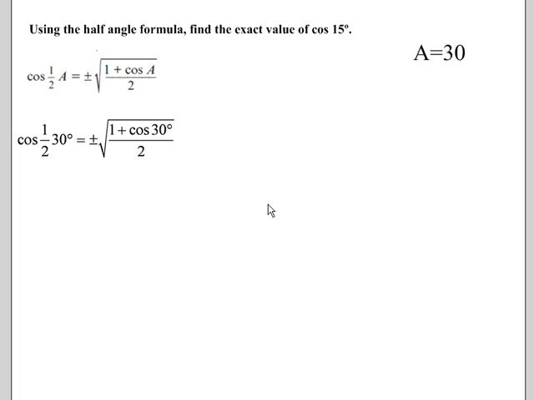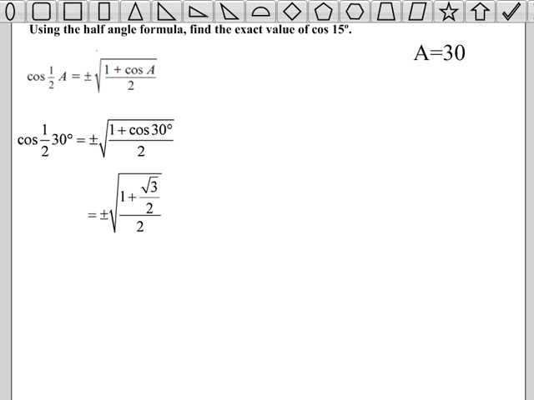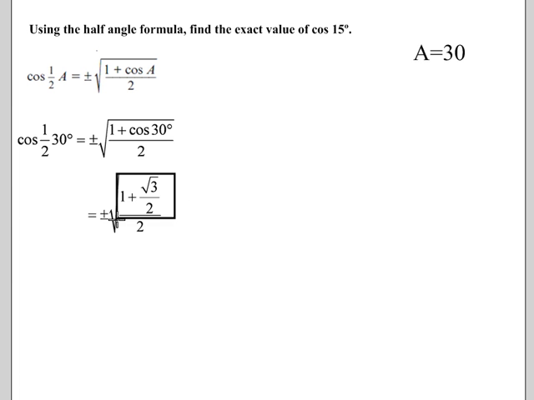Now we're just going to simplify. What is the cosine of 30 degrees? The cosine of 30 degrees is radical 3 over 2. So this is what we get when we substitute radical 3 over 2 for the cosine of 30. Now look, this part in the numerator, 1 plus radical 3 over 2, is an addition of fractions. So let's take it back a little bit and go over that.